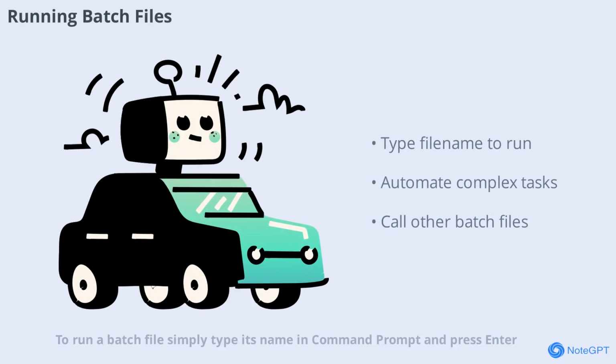To run a batch file, simply type its name in Command Prompt and press Enter. For example, backup.bat will execute all the commands inside that file. Batch files can include any command you'd normally type, and they can even call other batch files. This makes them ideal for automating complex workflows or setting up your environment with a single click.